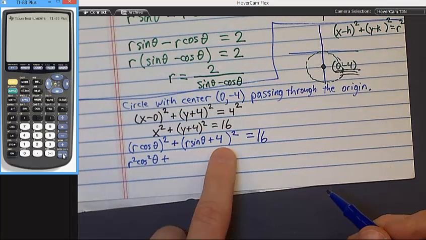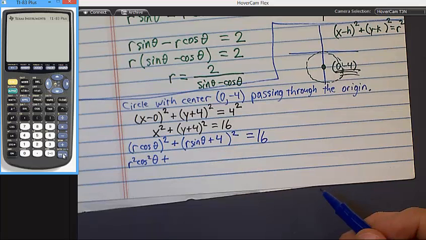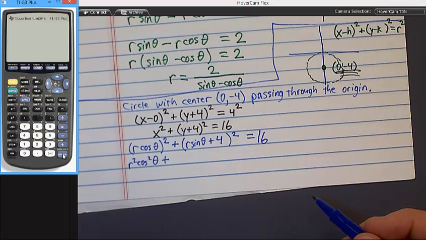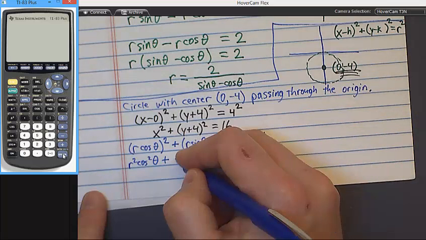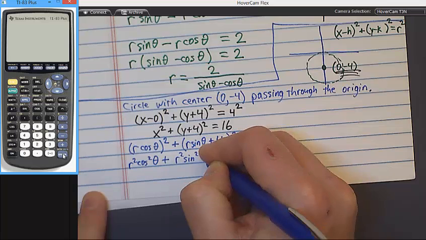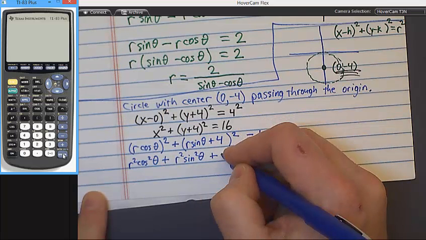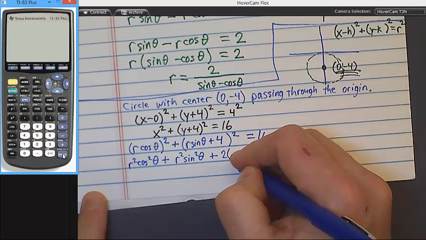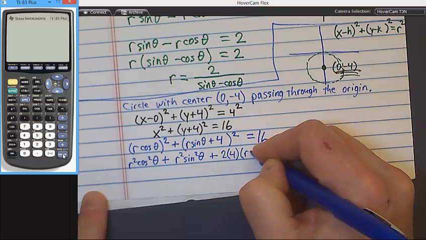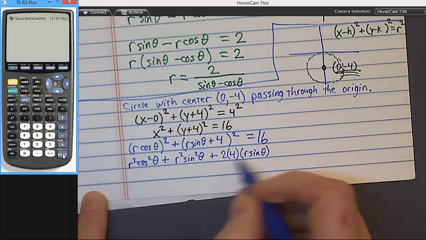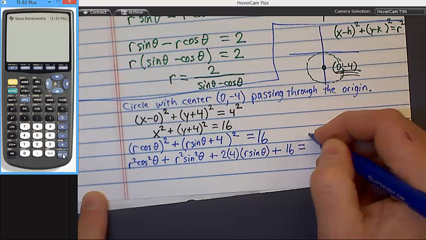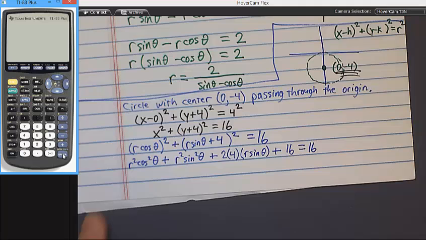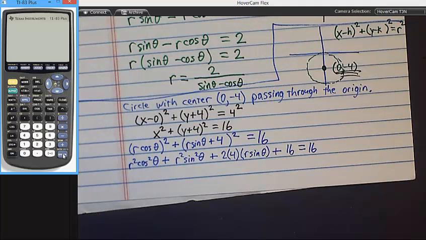Hey guys, that's a binomial. When I square a binomial, I get a, you know what kind of polynomial? Trinomial. All right, let me write it out for you. That piece is going to be r squared sine squared theta plus, well, it's going to be 2 times 4 times r sine theta. That's the middle term. And then plus 16 equals 16. And this is really messy and ugly.